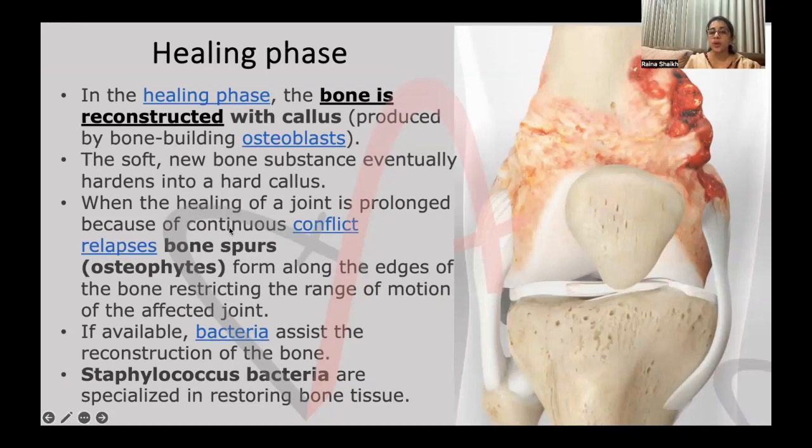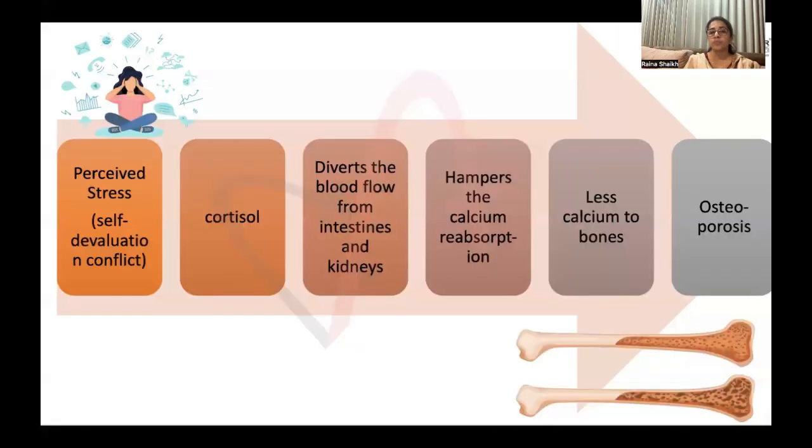When the healing of the joint is prolonged because of continuous conflicts, that is, relapsing of the conflicts, then bone spurs, meaning small bony growths which we call osteophytes, form. These osteophytes restrict the movement of the joint. They cause pressure on the surrounding tissues and nerves and cause pain. And that is when you experience the pain. If the available bacteria assist the reconstruction of the bone, Staphylococcus bacteria are specialized in restoring the bone tissue.